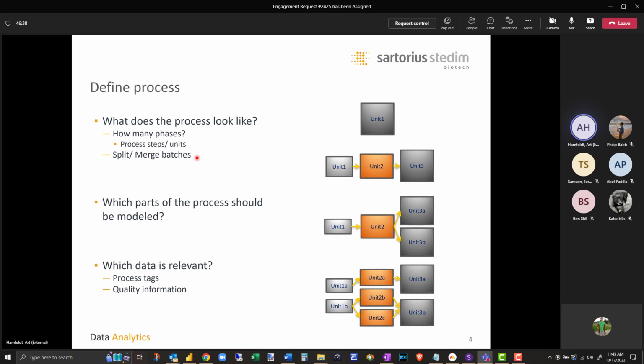Okay. How many phases? So a phase is like a processing step, so we just call it a phase, and whether we need to split or merge or things along those lines. You can have it as simple as one unit done. There's my batch. Everything comes in, everything comes out. Done. That could be a batch.